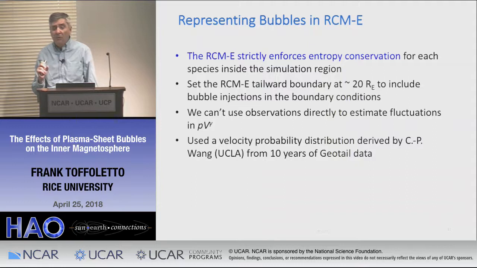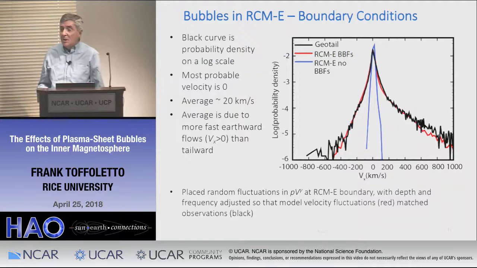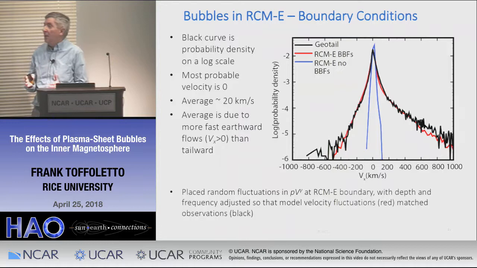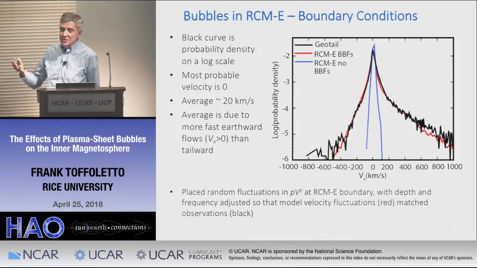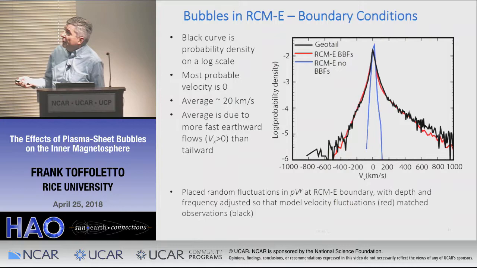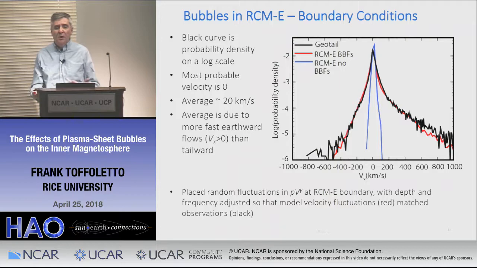And we use a probability distribution of the flow at the boundary, based on the work by Wang using Geotail data, to calculate what the boundary condition for the Rice Convection Model is. So here's an example of the kind of boundary condition we use for the flow. This is a V versus probability density function of the kinds of flows that are observed in RCM without BBFs and RCM imposed with BBFs. The RCM without BBFs, which is this blue curve, is that very first RCME result that I showed with steady convection. The flows are typically slow and average around less than zero, but are not very widely dispersed. What's observed, according to the Geotail data, is more like this black curve, which is very widely spaced, with lots of very small, high-speed flows.